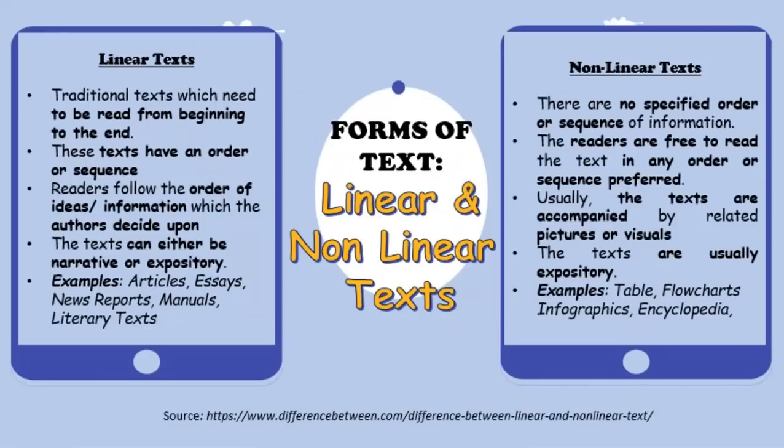Authors may choose to write the texts in linear form or non-linear form. Linear texts are traditional texts which need to be read from the beginning until the end. It means that the texts come in paragraphs and we have to start reading from the first paragraph, followed by the middle paragraph, and then the last one would be the last paragraph so that we won't miss out information presented in the text. These texts come in a specific order or sequence which have been determined by the authors. The text can either be narrative or expository.